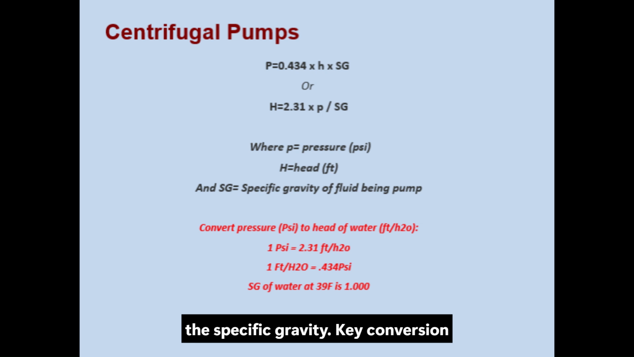The key conversion factors to remember are that 1 psi equals 2.31 feet of water head, and conversely, 1 foot of water head equals 0.434 psi. These values assume water at 39 degrees Fahrenheit, where the specific gravity is exactly 1.000.